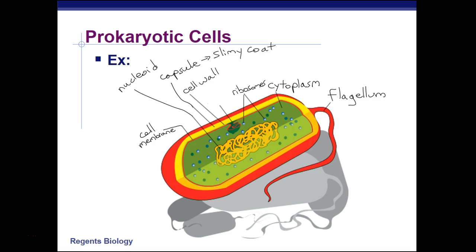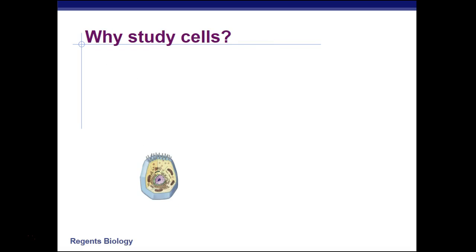Some bacteria, their very outer layer is a slimy coat called the capsule. It helps them adhere to the surfaces where they grow. Some bacteria also have flagella, long whip-like extensions from the cell wall that help them swim around, but not all bacteria have those. Why are we taking the time to study these cells at all?